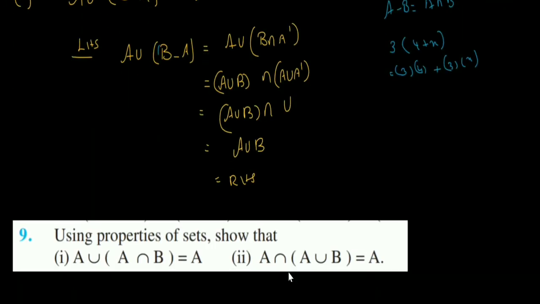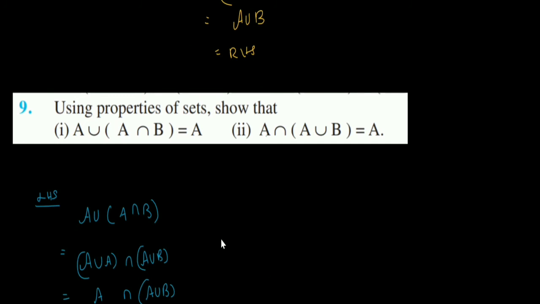Now we move on to the next question. Using properties of sets, show that A union A intersection B is equal to A. Second part, A intersection A union B is equal to A. You have to use the properties of sets. A union A intersection B is the left hand side. So what is the property you are going to use? The distributive property.